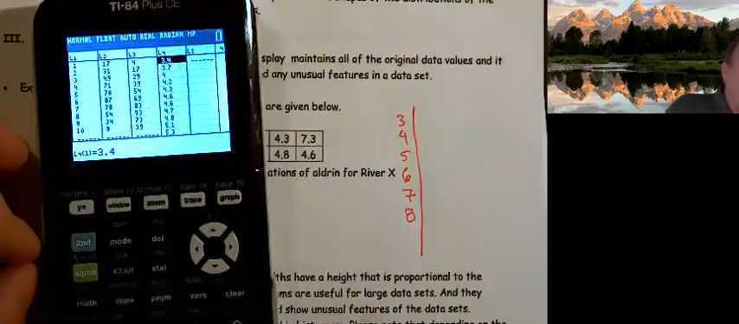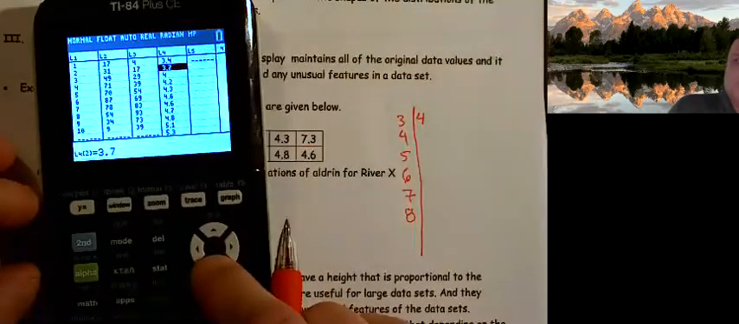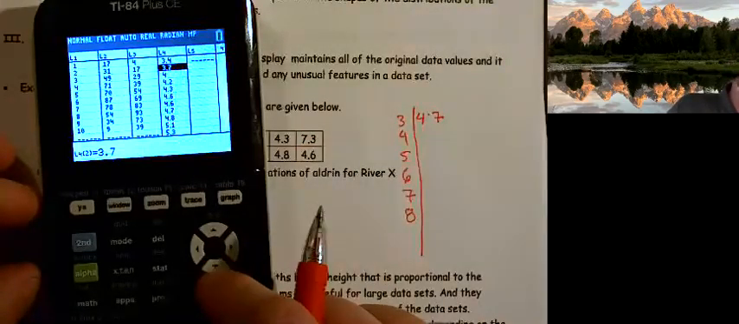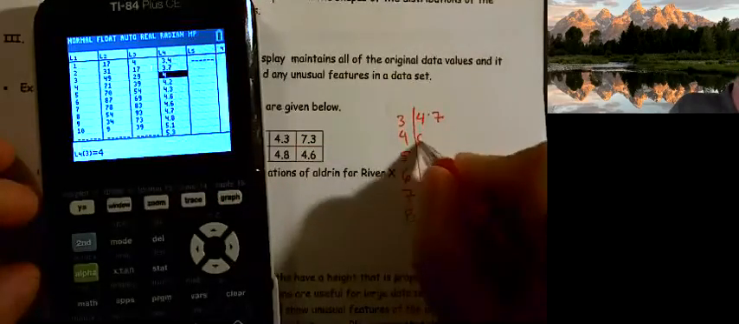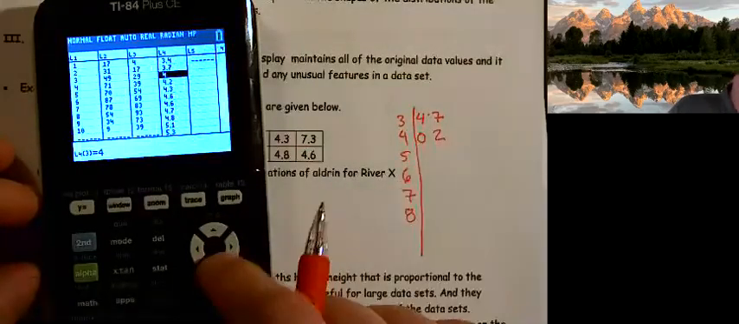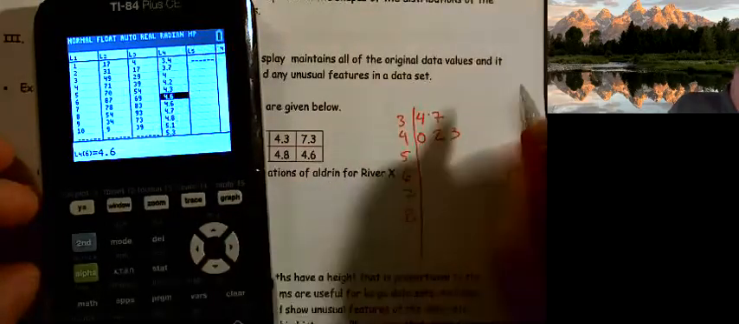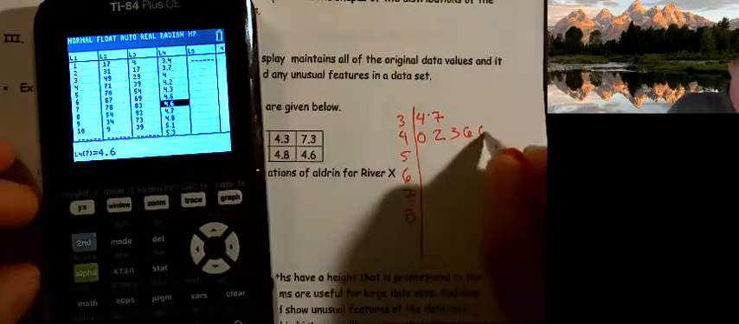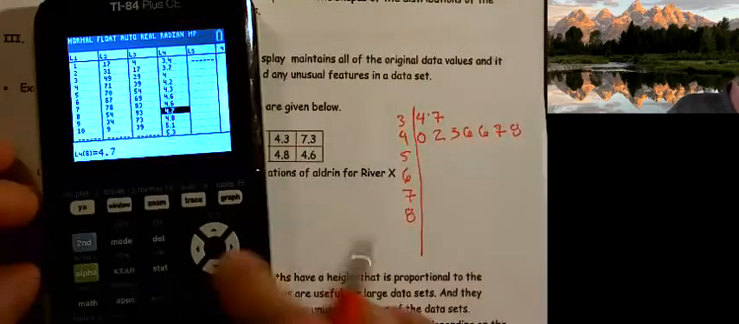So 3.4 would be 3, 4. The next number, 3, 7. And I just stack it. Then we have 4. 4 doesn't have a number after it, so it must have been a 0. It must have been 4.0. Then I have 4.2, 4.3, 4.6, 4.6, 4.7, and 4.8.